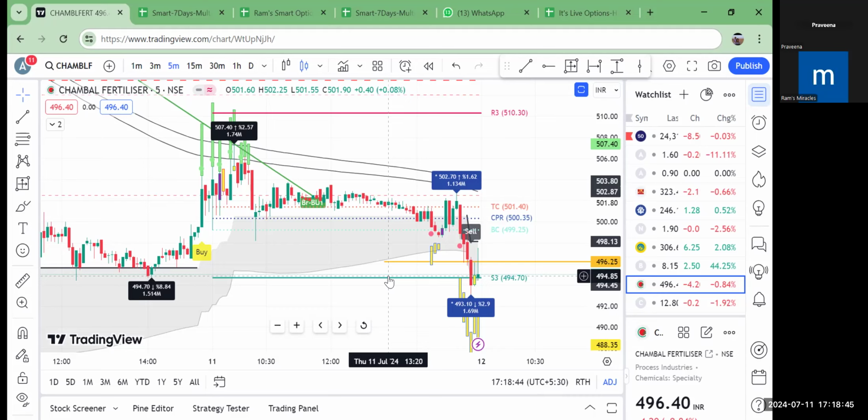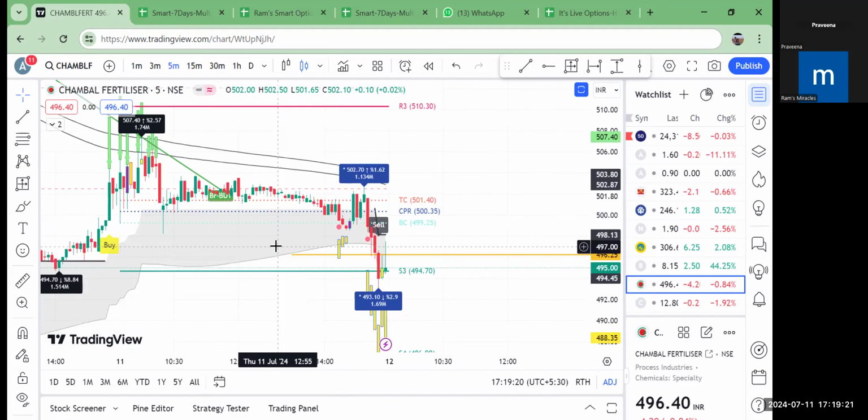So the safe entry is 496.25, because we are not sure whether the next 4 or 5 candles may close below this 496, or they may come very near to 493 or 494. We are not sure about that. But whatever happens, if those candles close above this 496.25 whenever they come up, then only we call it an uptrend. So 496.25 is the safest entry.